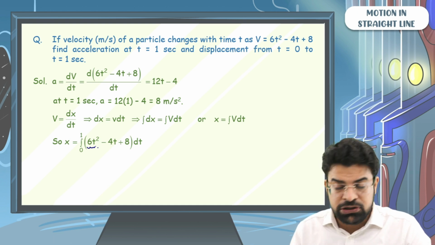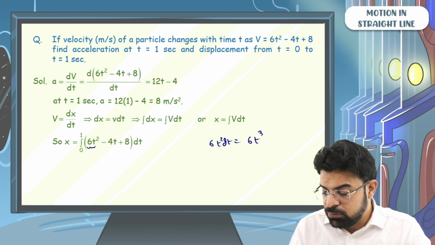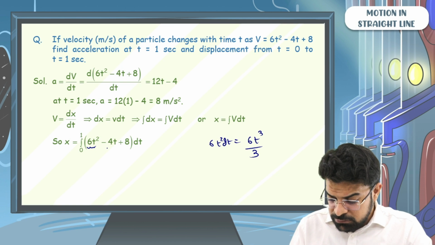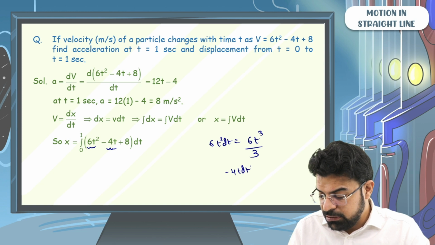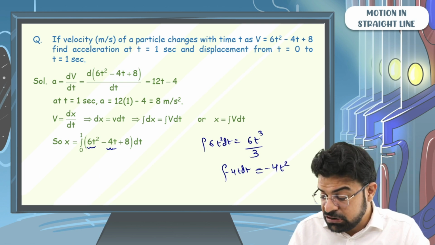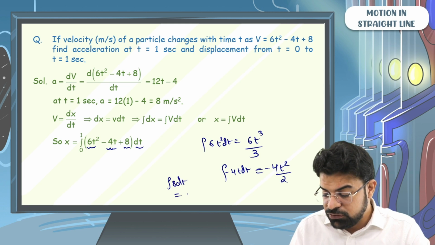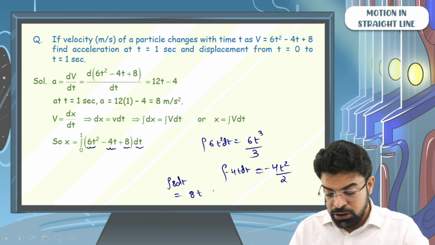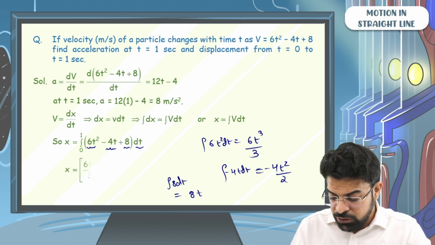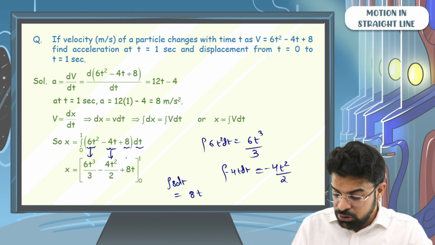So integrating 6t square, what do we get? Integration of 6t square dt gives you 6t raised to the power of 3 by 3. Integration of minus 4t dt gives you what? It gives you minus 4 times the integration of t dt, that is t square by 2. And integration of 8 dt gives you 8 into t. So when you integrate each term, you get x equals 6t cube by 3 minus 4t square by 2 plus 8t.